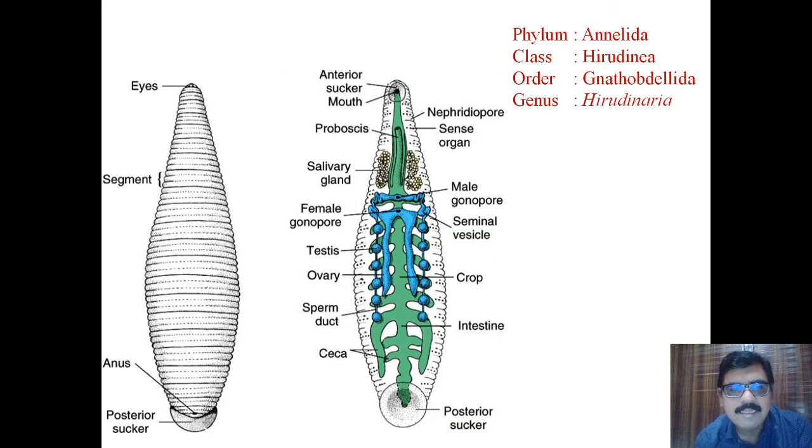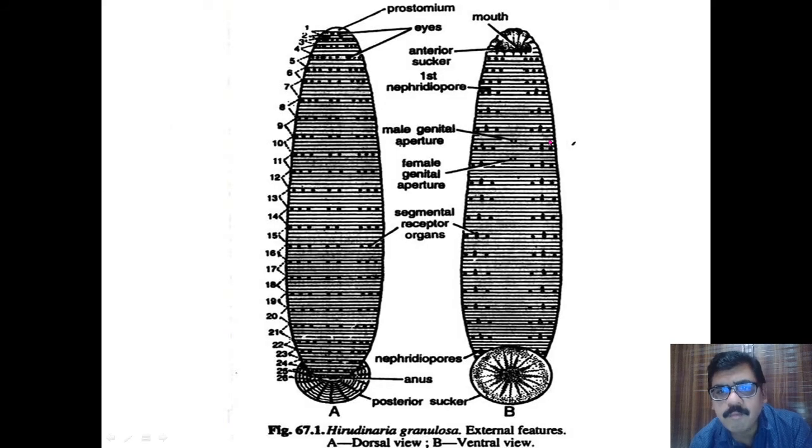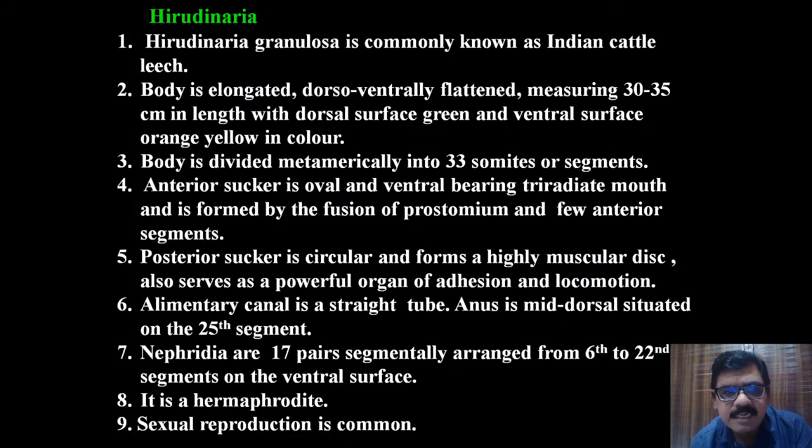This Hirudinaria, the phylum is Annelida, class is Hirudinea, order is Gnathobdellida, and the genus is Hirudinaria. It is nothing but a leech. If you observe the body of the leech, it has the anterior sucker and the posterior sucker, and in between these are the body segments. And how many? These 26 segments are body segments, and after that, up to the 33rd segment is the posterior sucker having the segments. So now we'll discuss the characteristics of this.